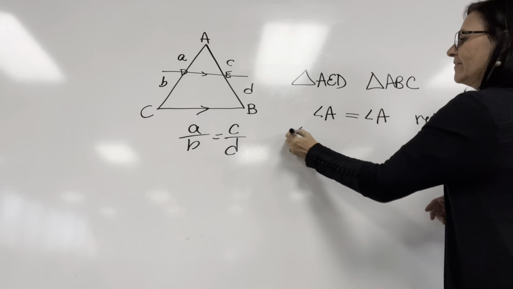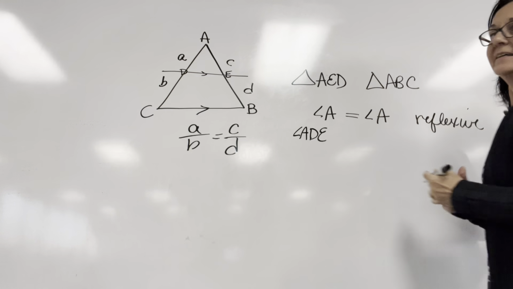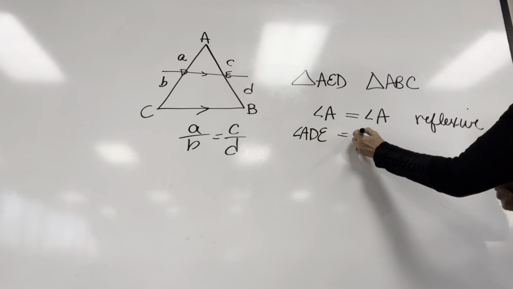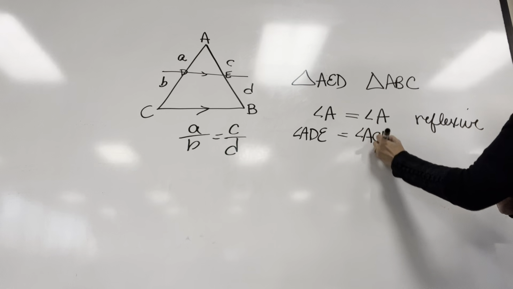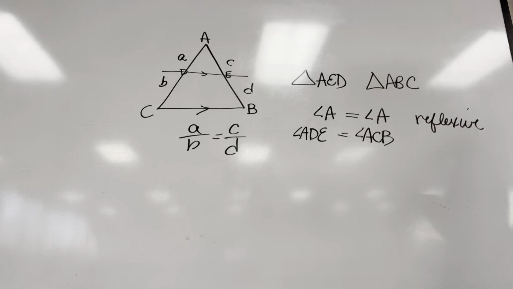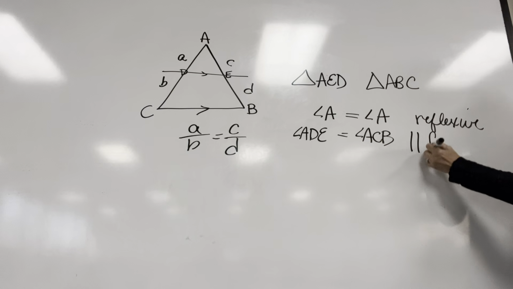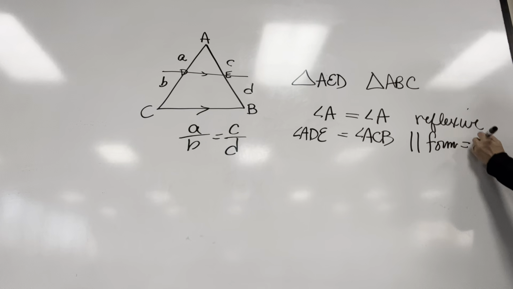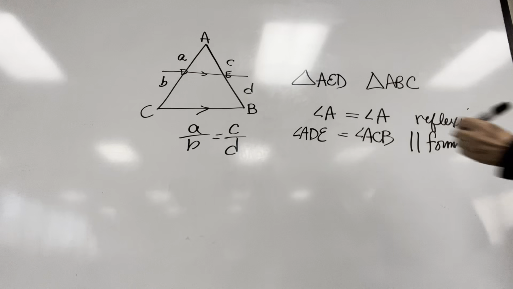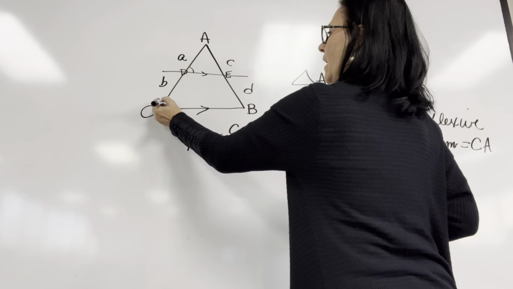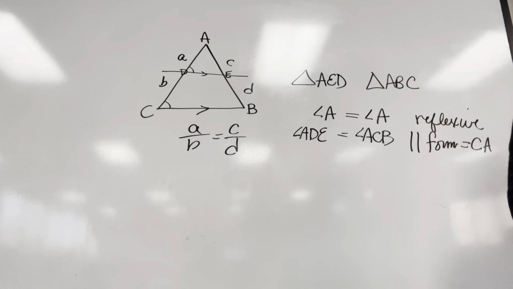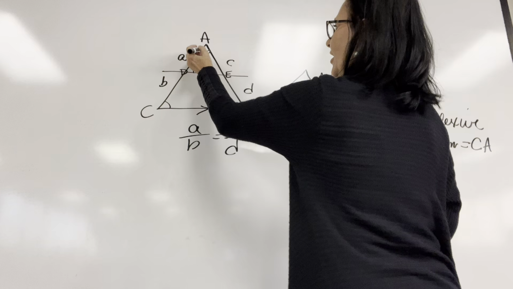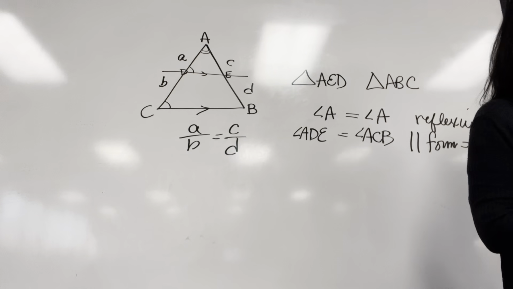Alexis? Angle ADE is equal to ACB. Why? Because parallel lines make the corresponding angles equal. Yes, because parallel lines form equal corresponding angles. So this angle corresponds to that angle. A is in both of them, so A obviously equals A.